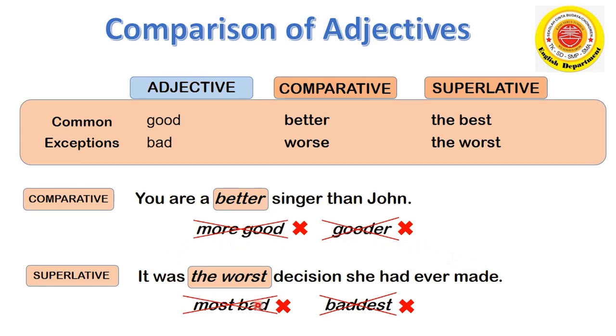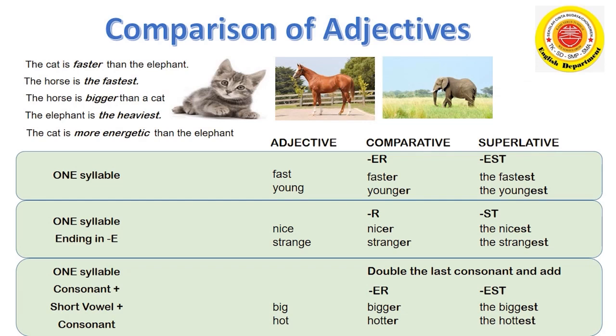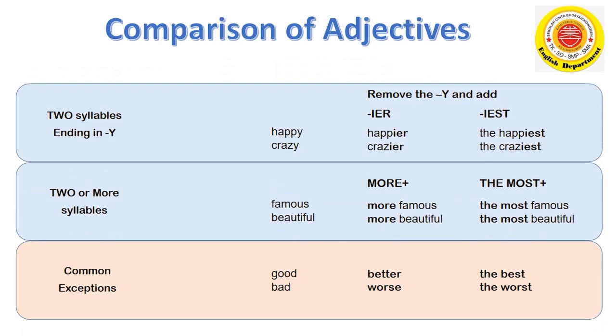Itu adalah keputusan yang terburuk yang pernah dia buat. We don't say most bad or baddest, but we say the worst. And this is the summary of the comparison of adjectives for this page. Also for this page. Okay, that's all for the lesson of comparison of adjective.